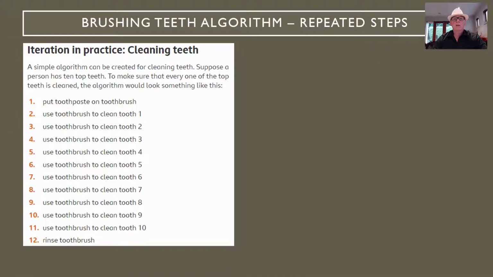So we could do this as an iteration, a set of repeated steps. So step 1 is put the toothpaste on the toothbrush. So this is if we're trying to design a robot to do this, okay? And then we use the toothbrush. We've got to clean tooth number 1, 2, 3, 4, 5, 6, 7, 8, 9, 10, because on average, the average person apparently has 10 teeth across the front there, okay? And then we rinse the toothbrush at the end.